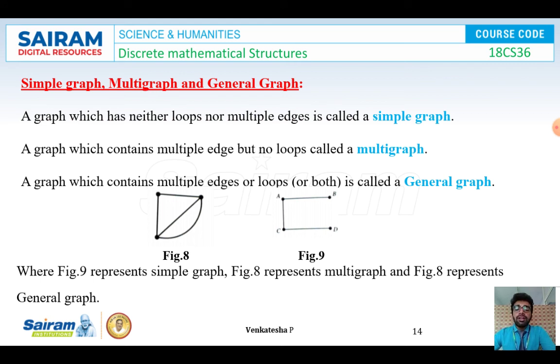For example, figure 9 indicates a simple graph because it does not contain any loops or multiple edges, and figure 8 shows a multigraph because it contains multiple edges here.